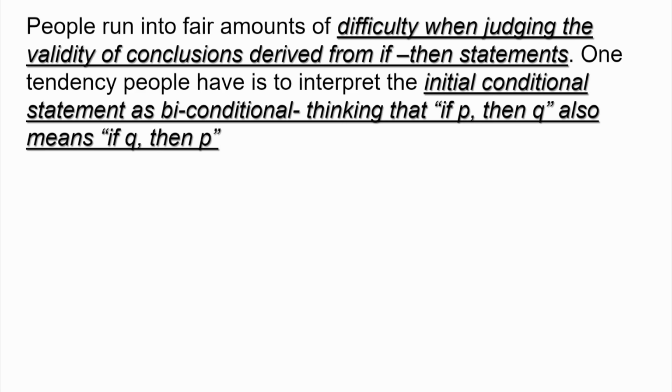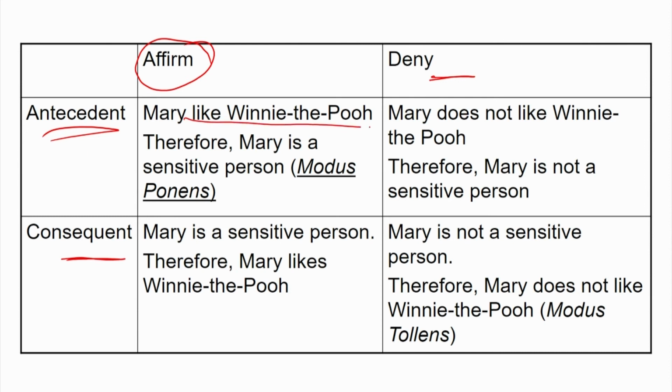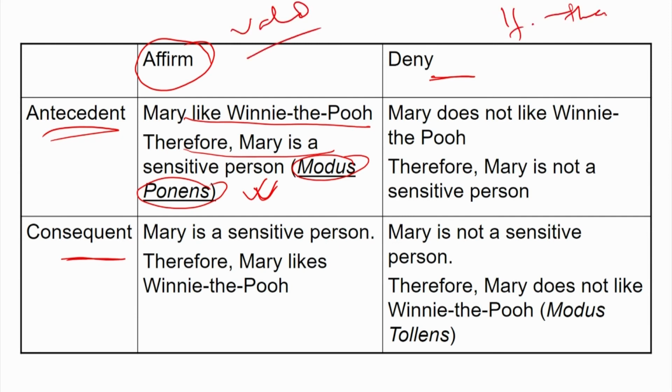Given that a statement like this leads to four different scenarios: Mary likes Winnie the Pooh, therefore, Mary is a sensitive person. This is correct, this is valid. In terms of logic rules, this is called modus ponens. Basically, affirming the antecedent always gives a valid statement. So, if I have an if-then reasoning, and in that reasoning my premise affirms the antecedent, it will always be true.